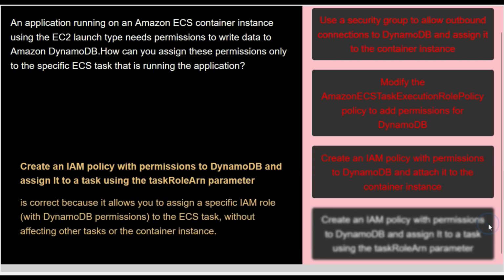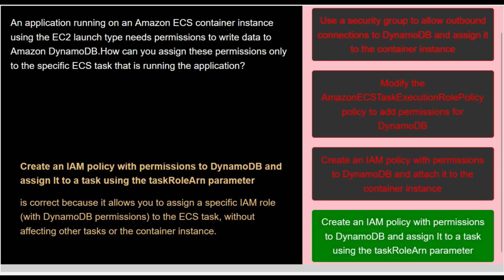Option 4: create an IAM policy with permissions to DynamoDB and assign it to a task using the task role parameter. This option is correct because it allows you to assign a specific IAM role with DynamoDB permissions to the ECS task without affecting other tasks or the container instance. This is why option number 4 is the correct answer out of all these. Hope you got it. Let us move to our next question.